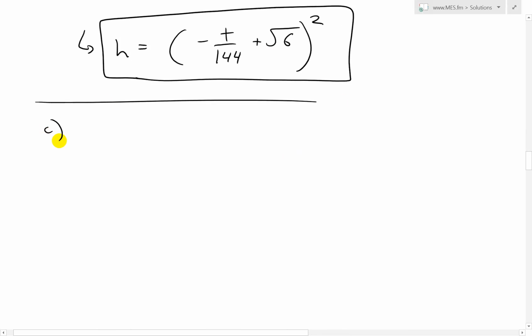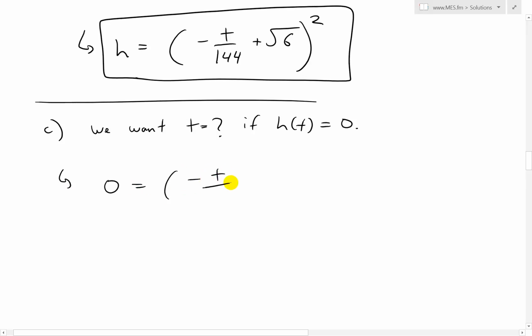So part C, we want t equals what if h of t is equal to 0. So when the height is 0. So let's just plug that in. So we have 0 is equal to negative t over 144 plus square root of 6, and then this is all squared.